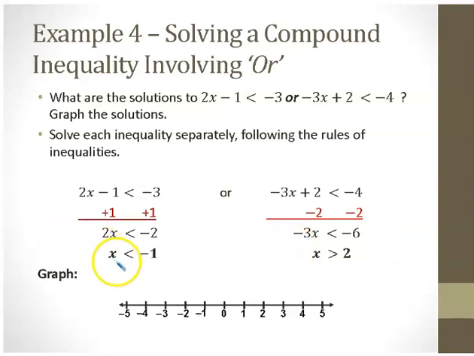So the first one, I'm going to have an open circle at -1. The second one, I'll have an open circle at 2. And again, I can now make use of the direction of my inequality symbol. And I'm going to graph in opposite directions. And that's really all that has to be done when you're dealing with compound inequalities. Okay, you're kind of solving two separate inequalities at once.